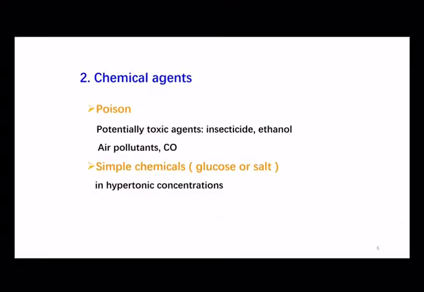The second cause is chemical agents. An enormous number of chemical substances can injure cells. For example, poisons such as insecticide, ethanol, air pollutants, and so on. They are potentially toxic agents. Even some simple chemicals, for example, glucose or salt, in hypertonic concentrations can also lead to cell injury, even death.